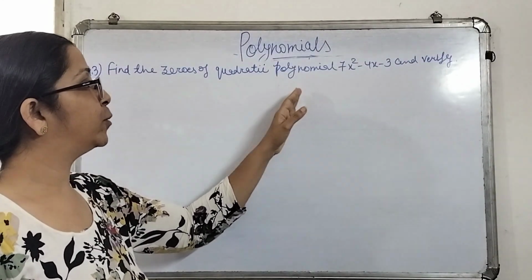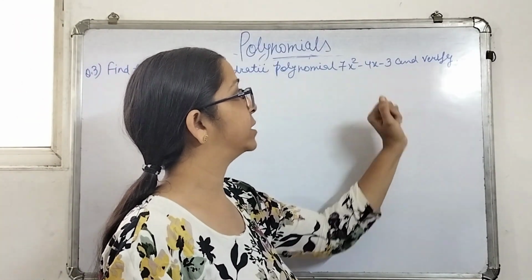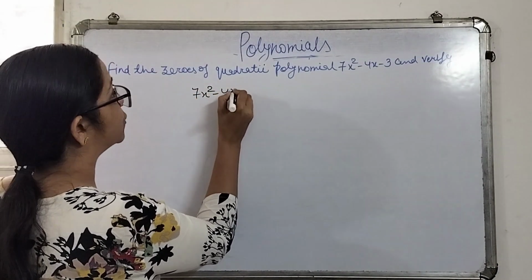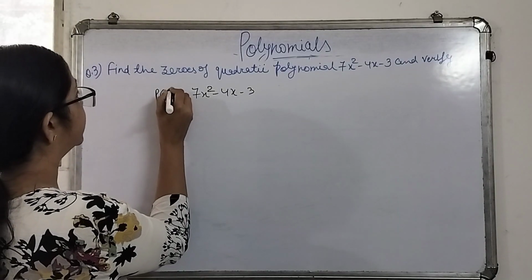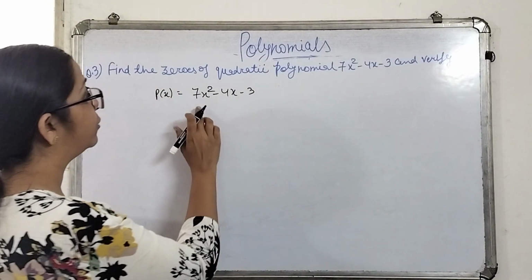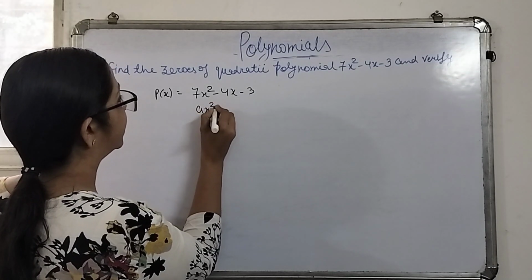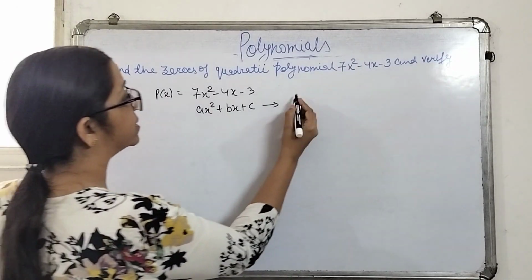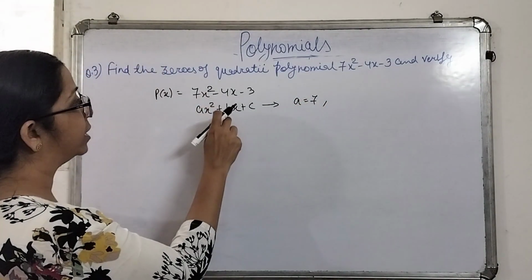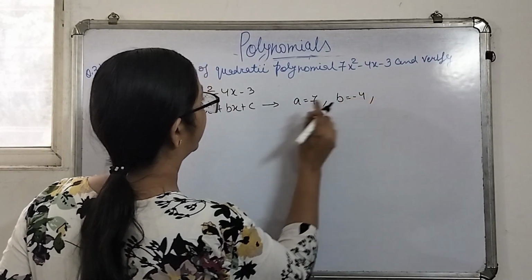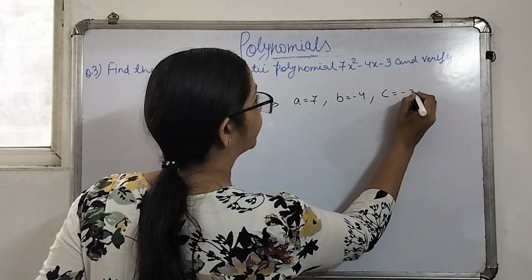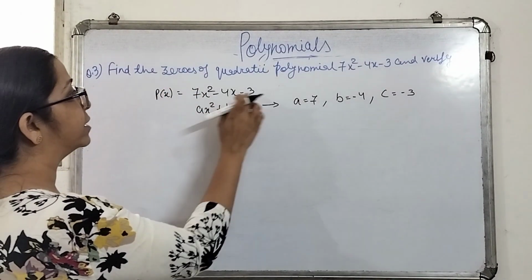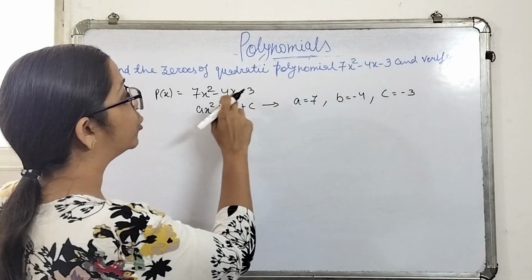Find the zeros of the quadratic polynomial 7x square minus 4x minus 3 and verify. Here the polynomial 7x square minus 4x minus 3 is a polynomial in x. If we compare this with the general form of the quadratic polynomial, that is ax square plus bx plus c, we can say that the value of a is 7, the value of b is -4 and the value of c is -3. These are the values of a, b, c when we compare these two. Then we have to find the factors. That means we have to find the zeros of this polynomial.